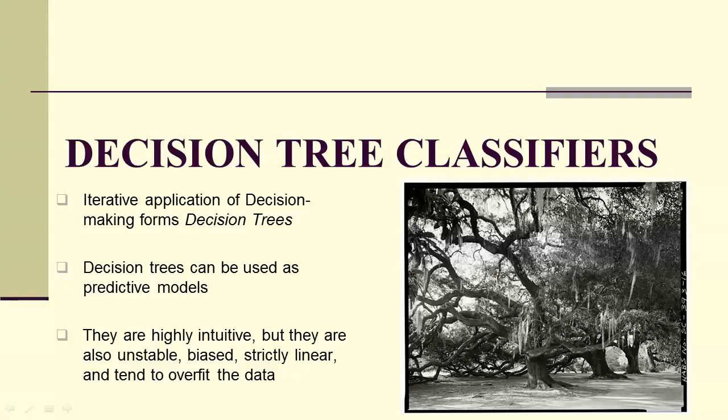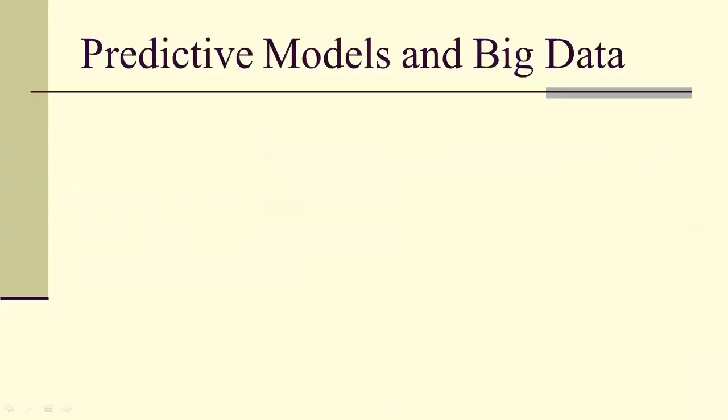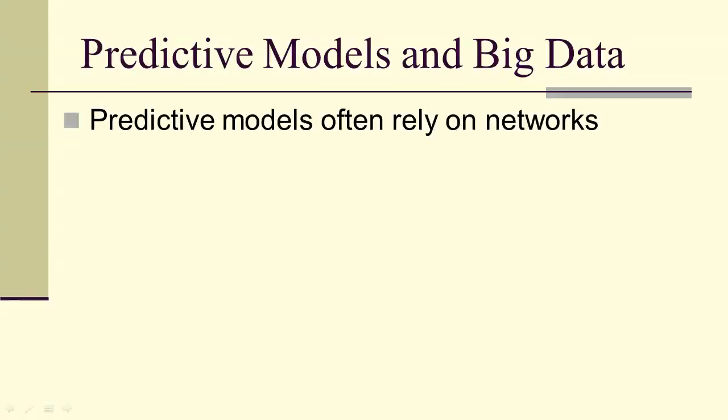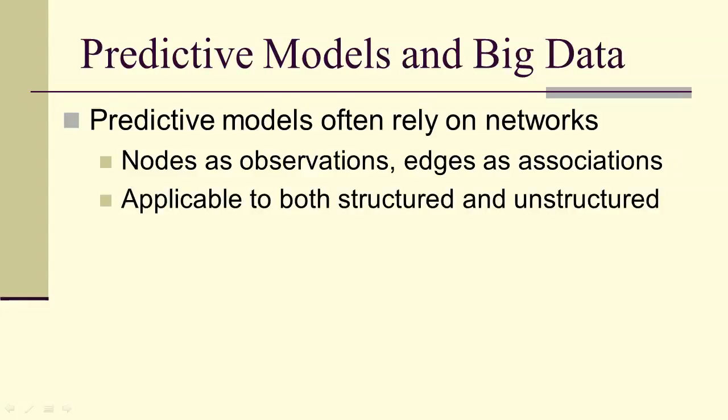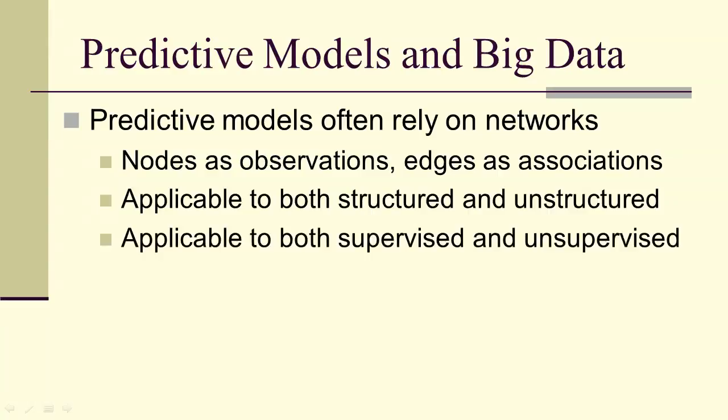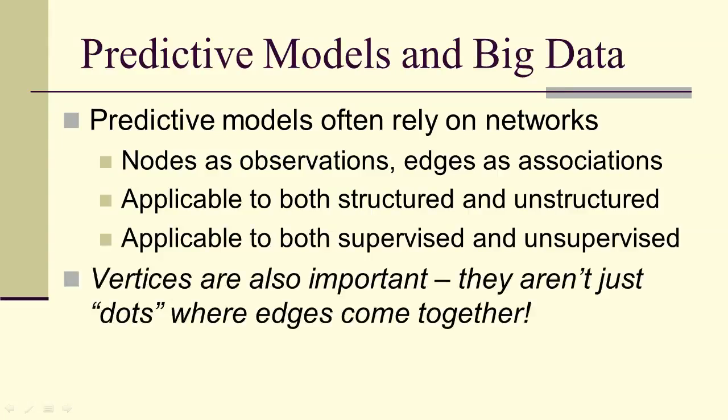Decision tree classifiers. We can use the decision-making process to make decision trees that are predictive models. They're highly intuitive, but they're also possibly unstable, biased, they're strictly linear, and they do tend to overfit the data. So predictive models in big data often rely on networks, maybe nodes as observations, edges as association, applicable to structured and unstructured, applicable to supervised and unsupervised.